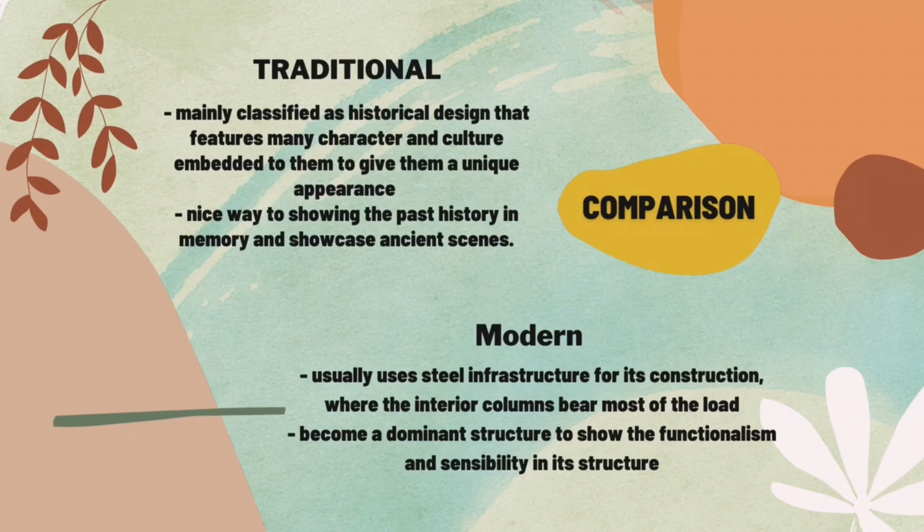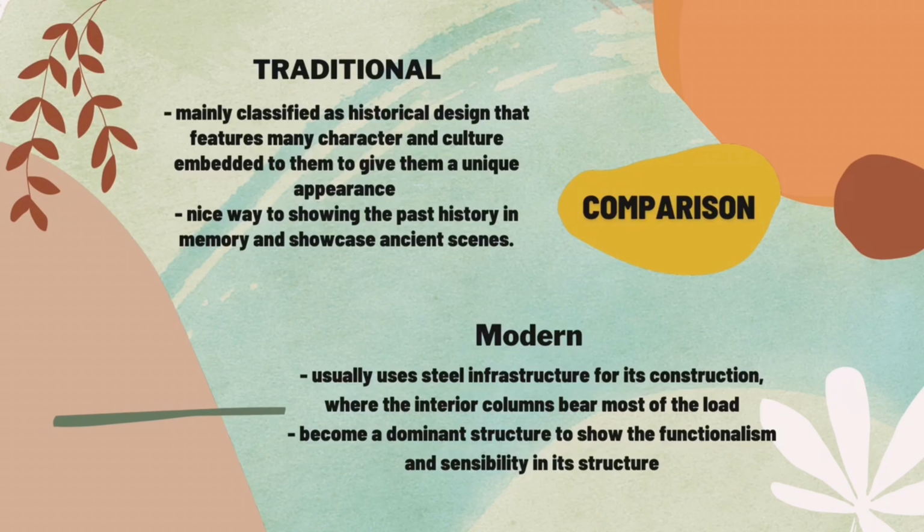Traditional architecture is mainly classified as historical design that features much character and culture embedded in it to give it a unique appearance. Traditional buildings are more costly to build than modern homes, thus making them the most durable buildings. Buildings with traditional scenes are a nice way to keep past history in memory and showcase ancient scenes. Therefore, some new buildings are important to be built in traditional style.